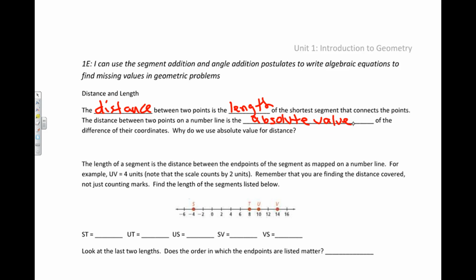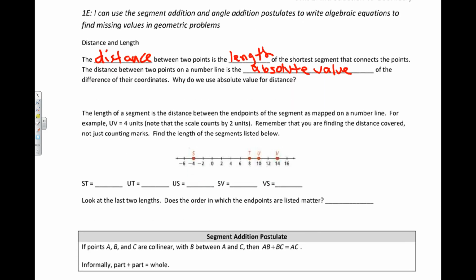And so why are we using absolute value? Well, when you're driving in a car and somebody asks you how far away are you from a place, you always answer a positive number. You never say, well, I'm negative 4 miles away. You say, I'm 4 miles away. So distance is always positive. So that is why we use an absolute value to figure out distances, because we need our answer to always be positive. So let's look at this on a number line.